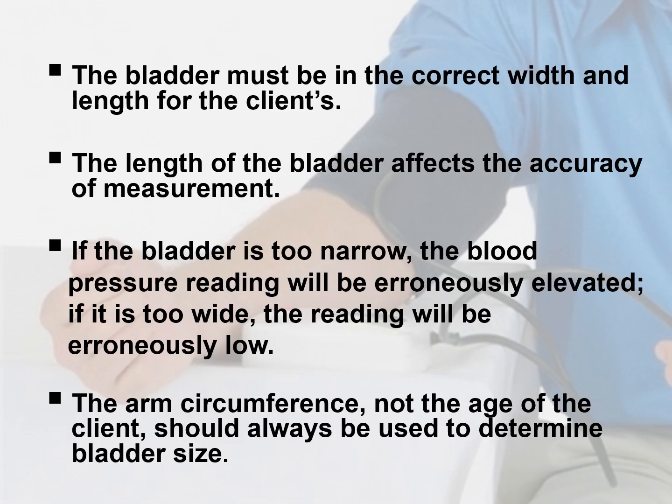The bladder must be the correct width and length for the client. The length of the bladder affects the accuracy of measurement. If the bladder is too narrow, the blood pressure reading will be erroneously elevated. If it's too wide, the reading will be erroneously low. The arm circumference, not the age of the client, should always be used to determine the bladder size.